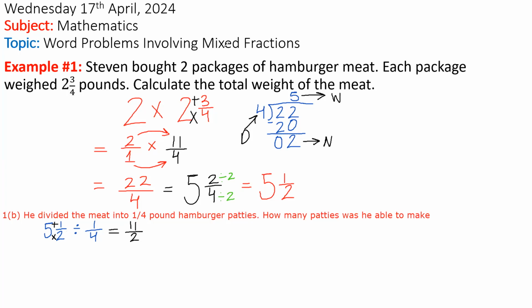Now, again, how did we get 11/2? What we did was we multiplied 5 times 2, which gives us 10, plus 1, that's going to be 11. So we're going to have 11/2. So 11/2 is how we change 5 and 1/2 into an improper fraction. Then we keep the division sign. So it's going to be divided by 1/4. Okay, so my question is, how are we going to divide these two fractions?